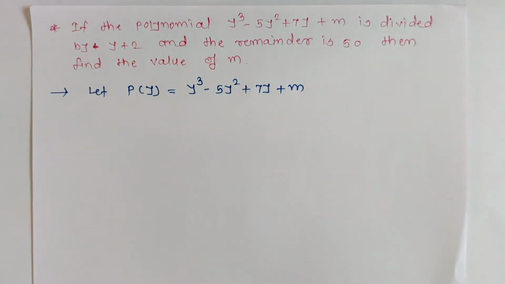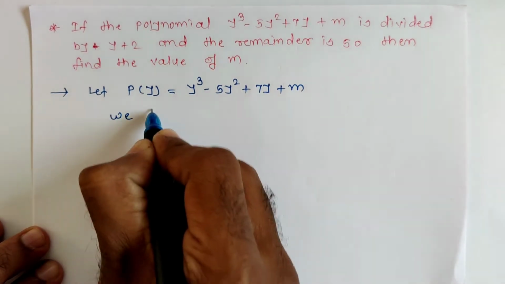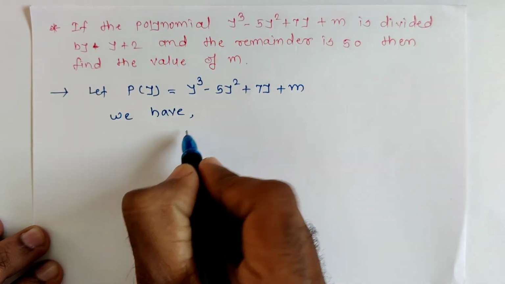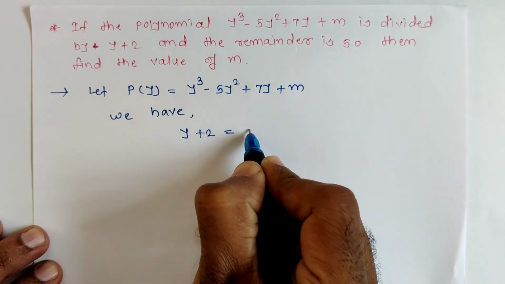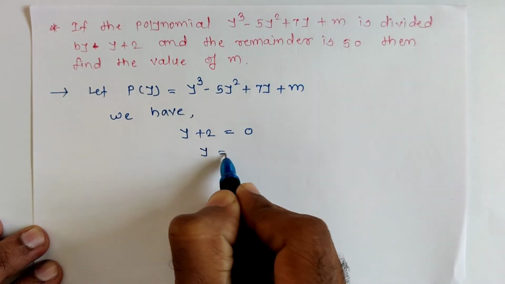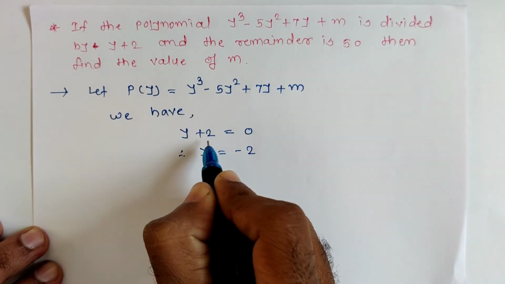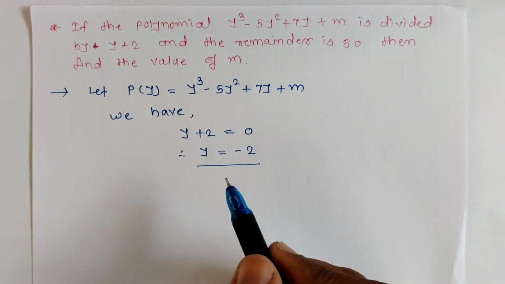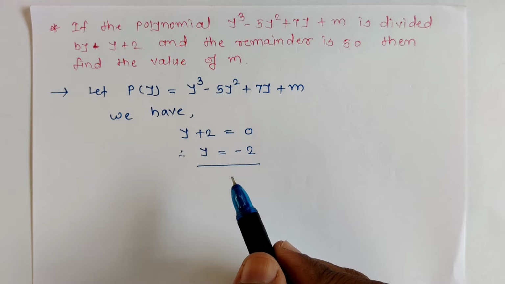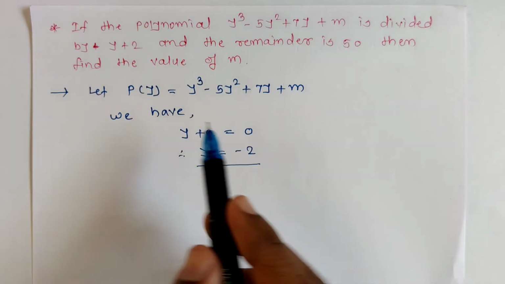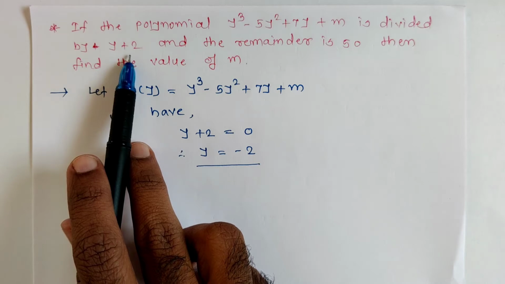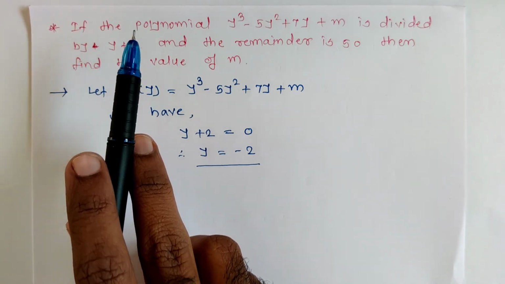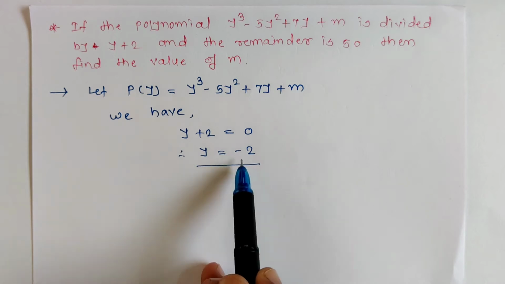Now if we divide this polynomial by y plus 2, the remainder is 50, that's given. So if we have to divide by y plus 2, we will equate it with 0 so as to get the value of y as minus 2, because transferring 2 to the RHS, we'll get minus 2. Now here we have to use the remainder theorem. That is, if we divide the given polynomial, p of y, by y plus 2, we will get the remainder which is the same as p of minus 2.